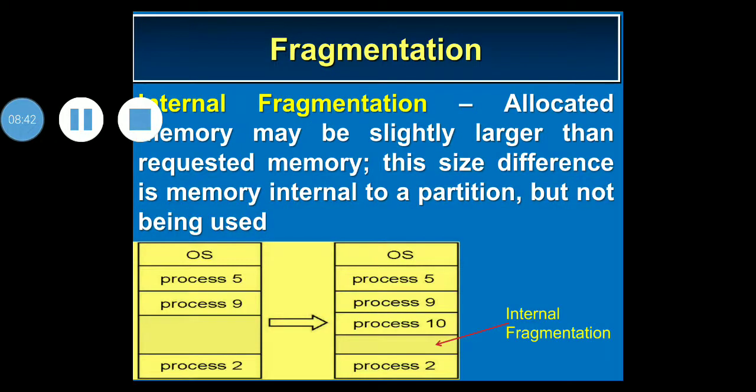In internal fragmentation, allocated memory may be slightly larger than the requested memory. This size difference is the memory internal to the partition but not being used.